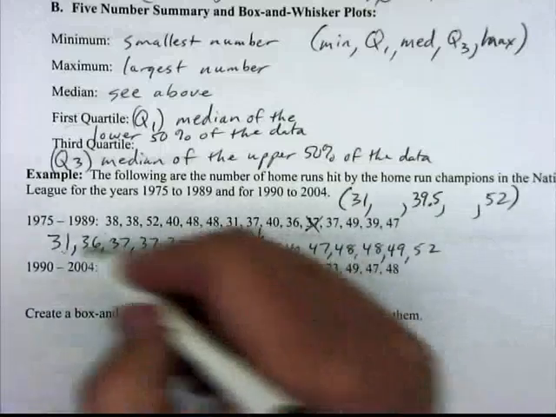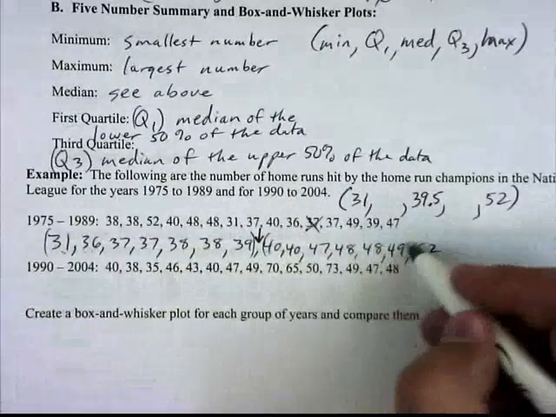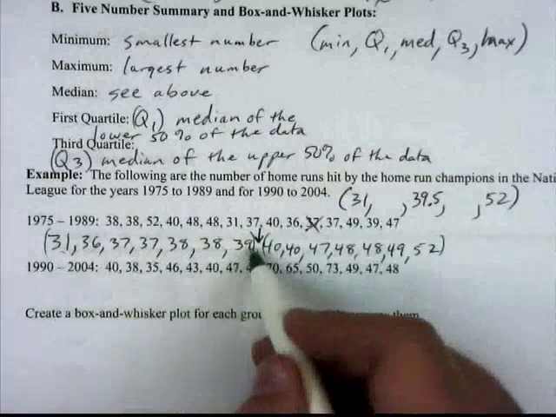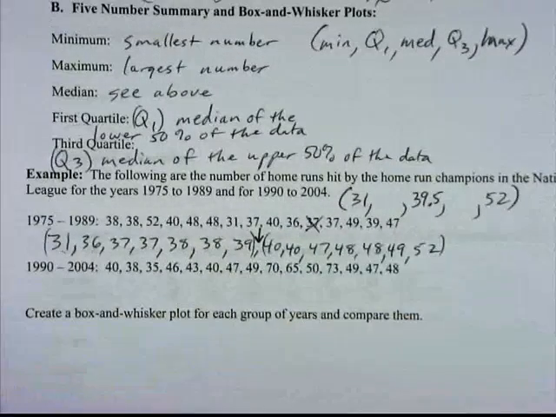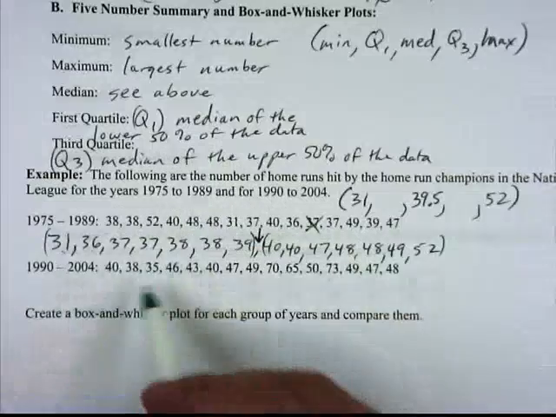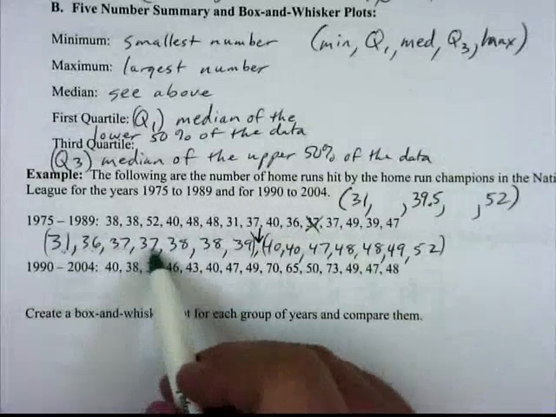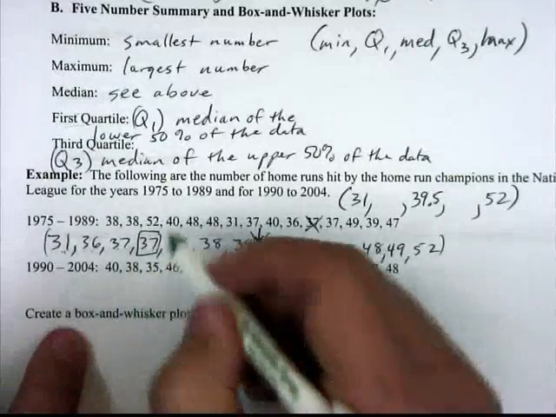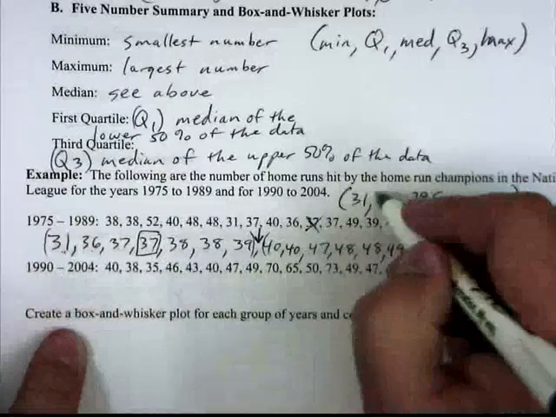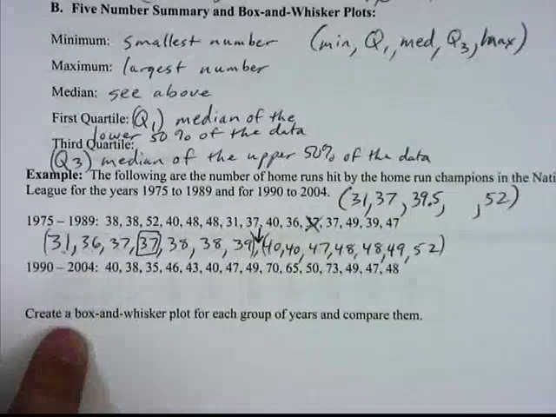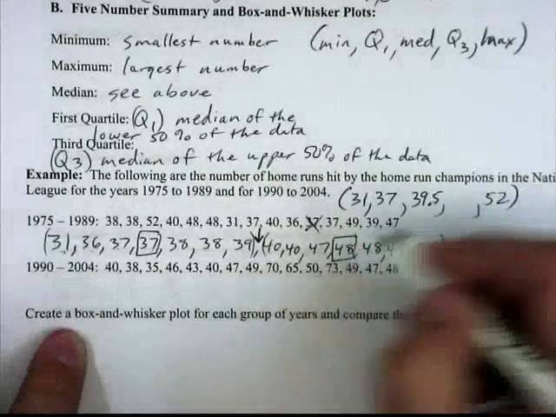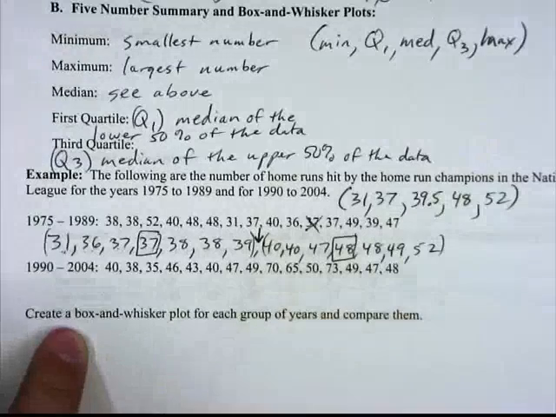Now notice that breaks the data into an upper 50% and a lower 50%. For each of those sets, I'm going to find the median, and that's going to be my Q1 and my Q3. So here I have 1, 2, 3, 4, 5, 6, 7. The middle number right here is going to be 37, and that's my Q1. And the middle number here is this 48, and that's my Q3.